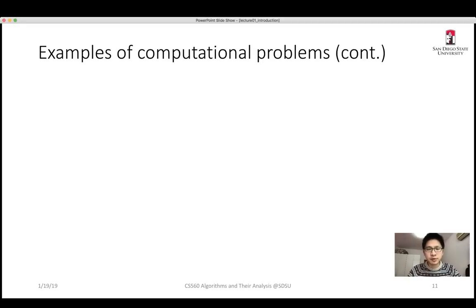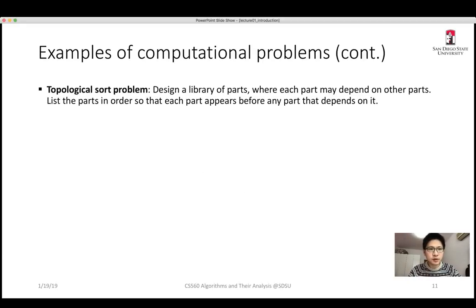Okay, here are more examples of computational problems. A topological sort problem. This is a problem where you want to design a library of different parts, and among those parts there are interdependencies. Some part may depend on other parts. The problem is to sort all the parts so that a part always appears before any part that depends on it.